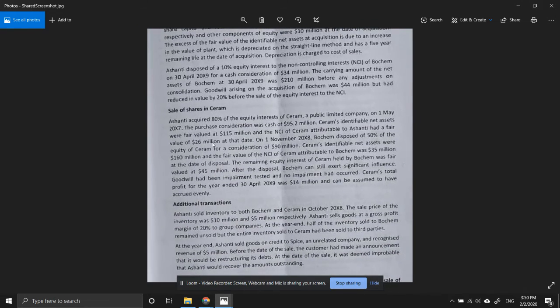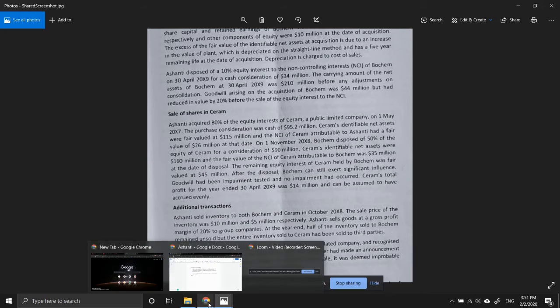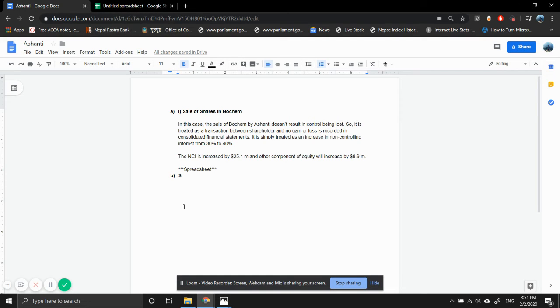That means 2 years have gone by. Purchase consideration was 95.2. Net identifiable assets was 115. NCI of Serum attributed to Ashanti had a fair value at that date, so 20% was 26 million. On 1st November 20x8 it disposed of 40%. So on November, that means after. So I'll just write sale of Serum.